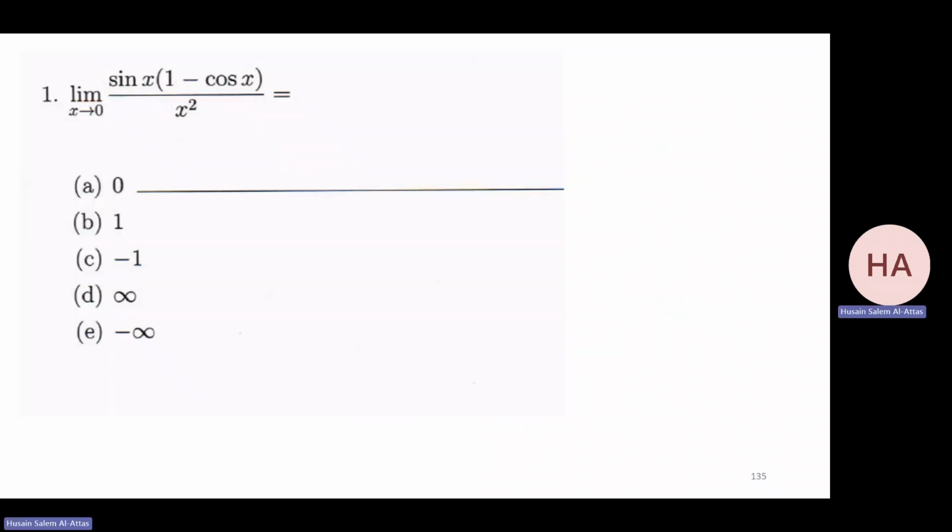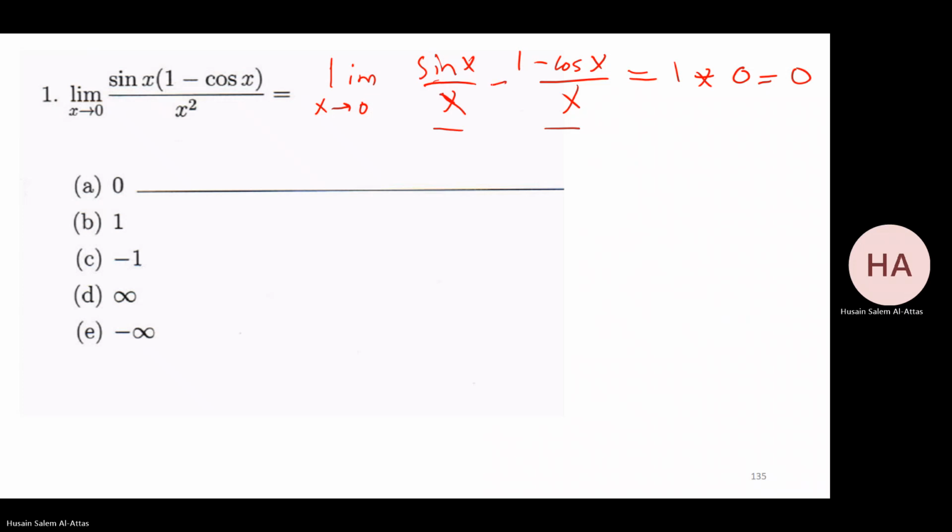Sin x times (1 minus cosine x) all squared. Simply distribute it. It will be sin x over x, times 1 minus cosine x over x. That's it. This is the numerator, and this is the denominator. So you have 1 times 0, which is 0. Simple.